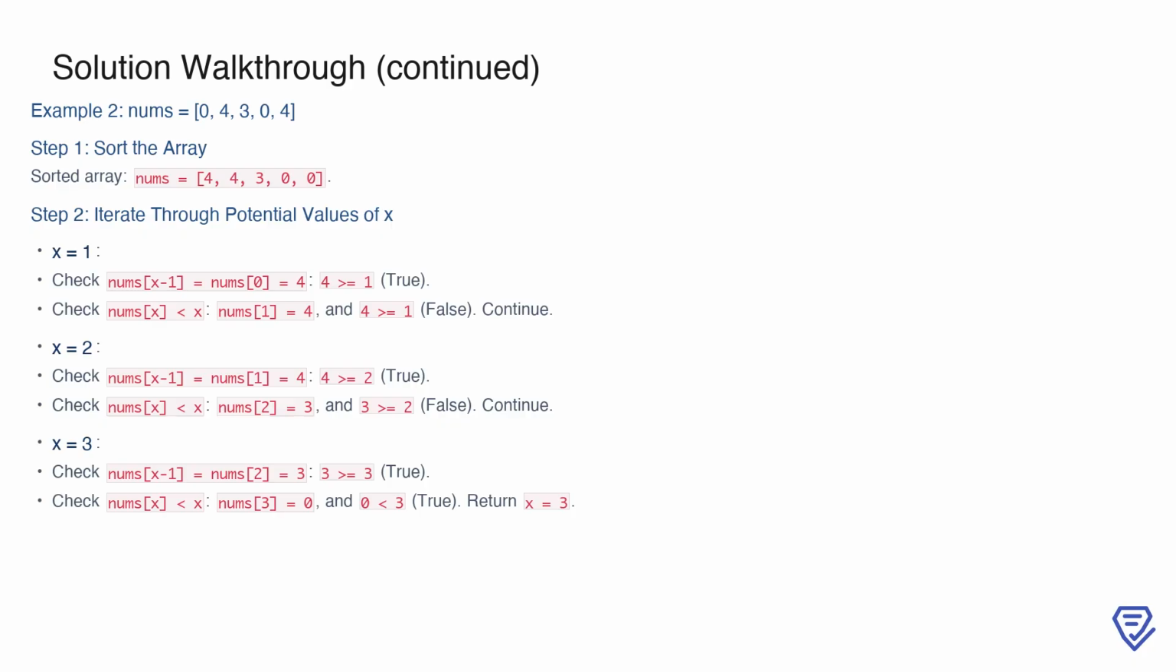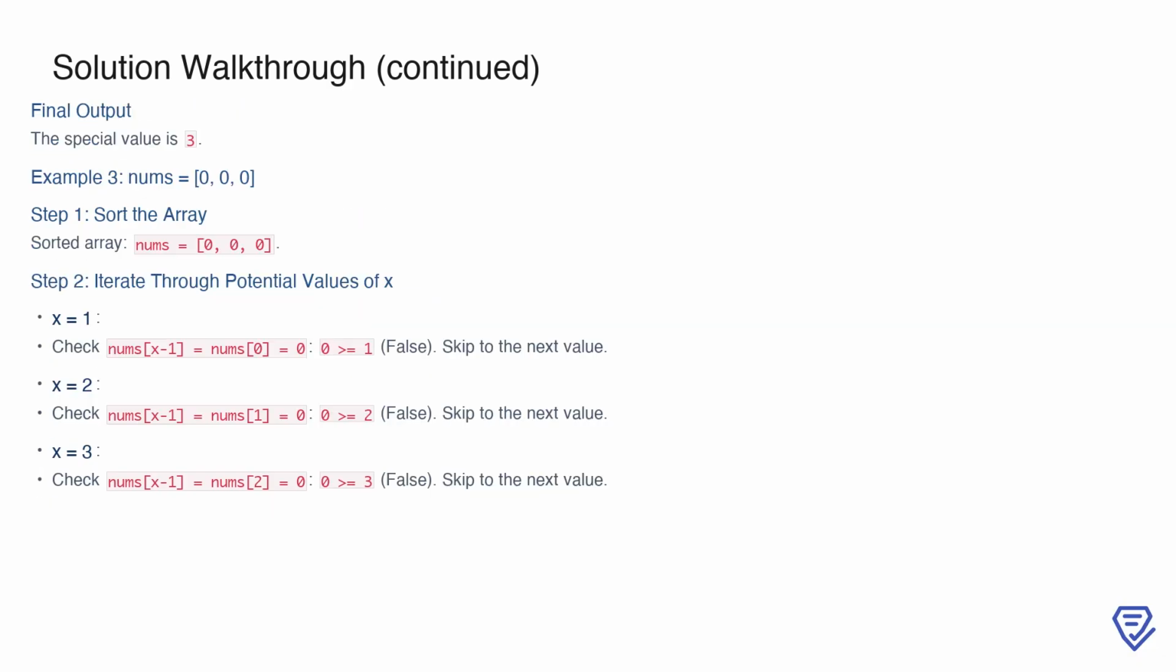We then verify whether nums[3] = 0 is less than x. Here, 0 < 3, so both conditions are satisfied, and we determine that the special value is x equals 3. The final output for this example is 3.